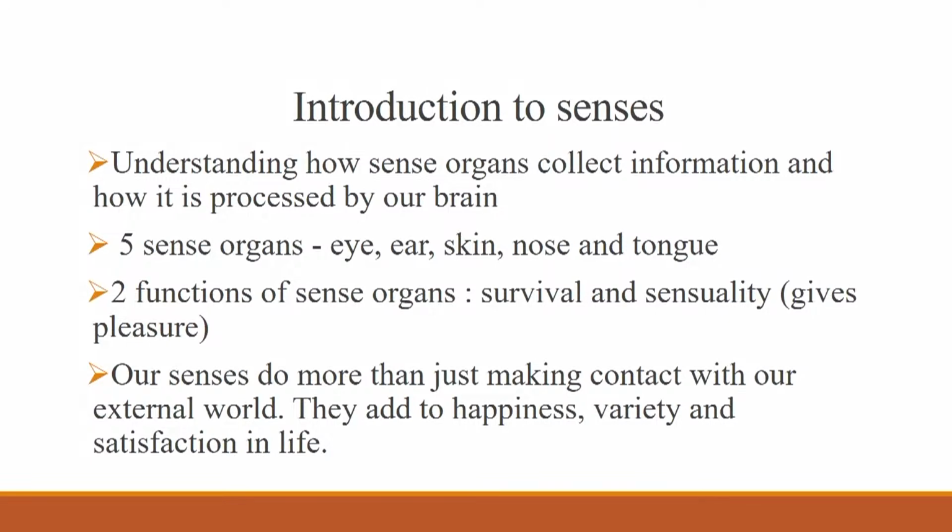Let us introduce you to senses. You are aware that we have 5 sense organs, and today's lecture will be about understanding how these sense organs collect information and how it is processed by our brain. There are 5 sense organs primarily. First is the eye, then the ear, then the skin, the nose, and the tongue. These are the 5 main sense organs through which we collect information from our surroundings.